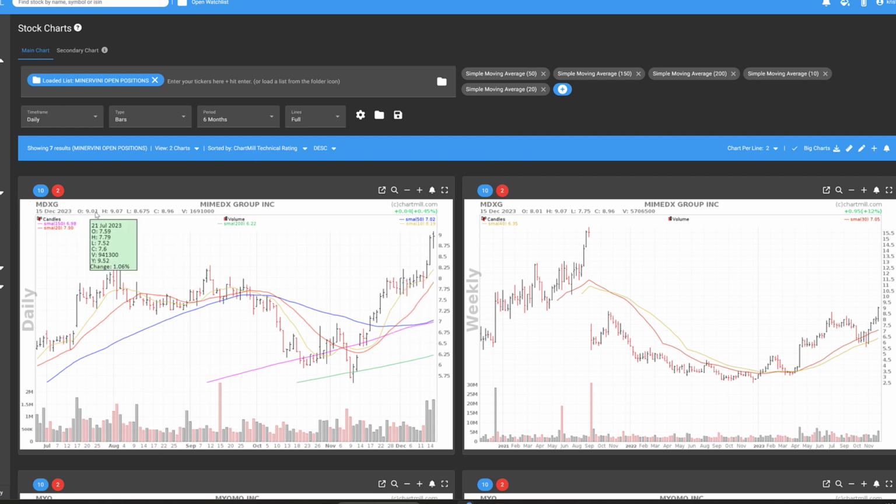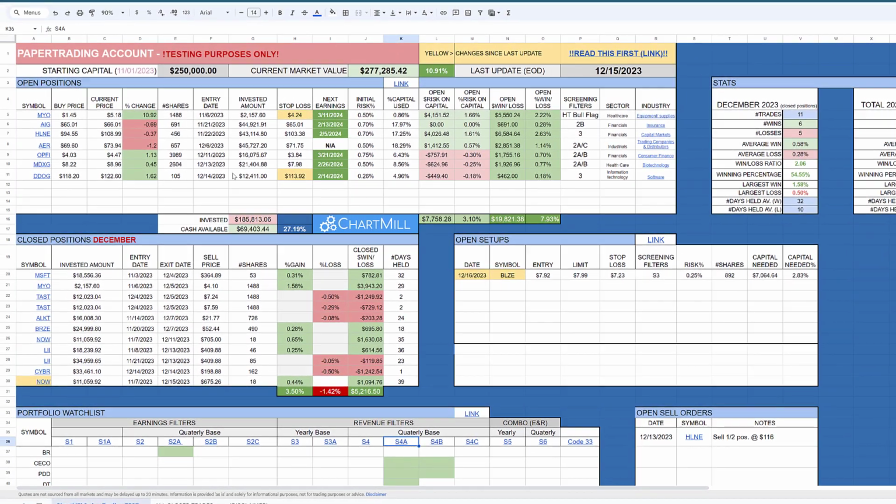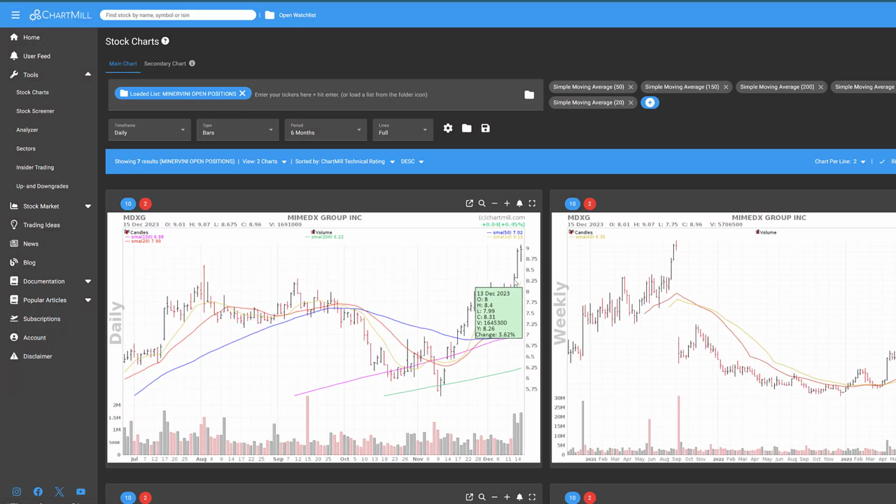So MDXG. I entered this one December 13 at 822, a very strong breakout, almost 4%, but especially the next day some heavy follow through, almost 7.5%, and also the third day, look at the volume. That's really a very good sign of accumulation.